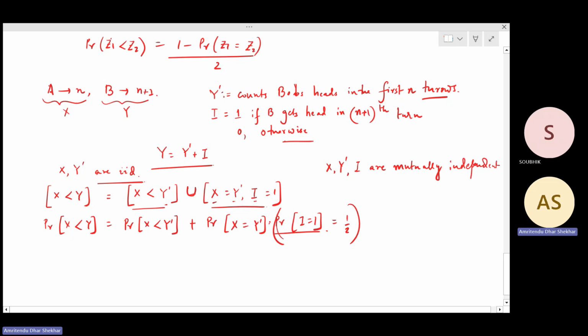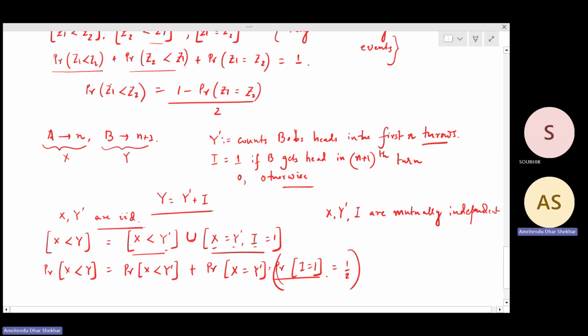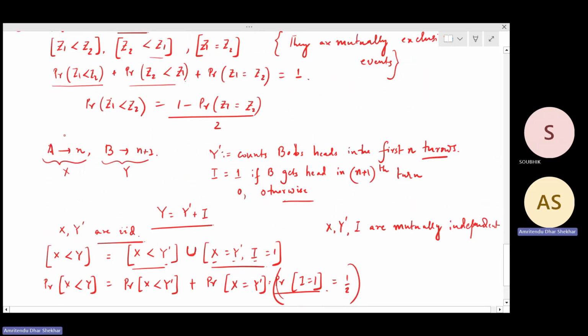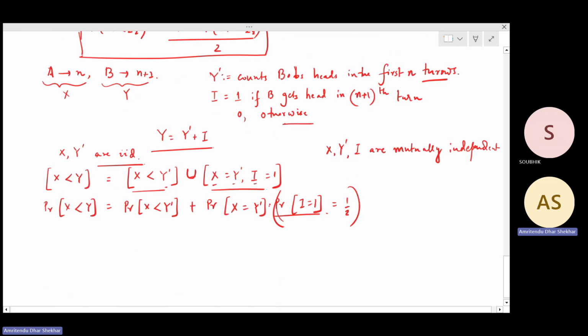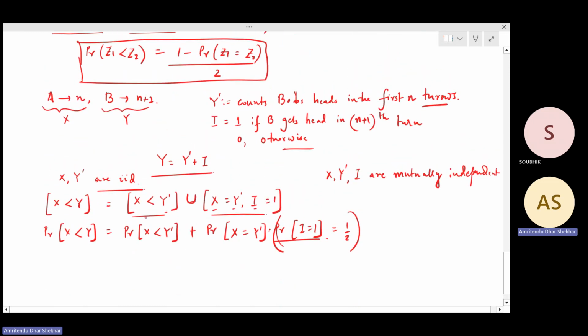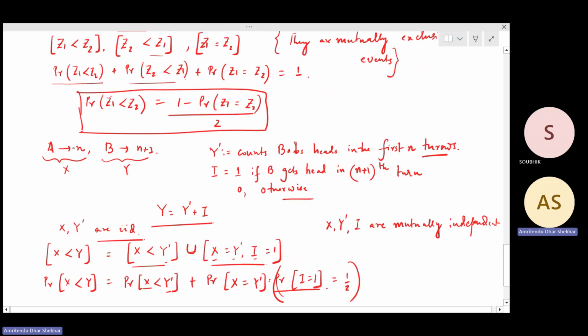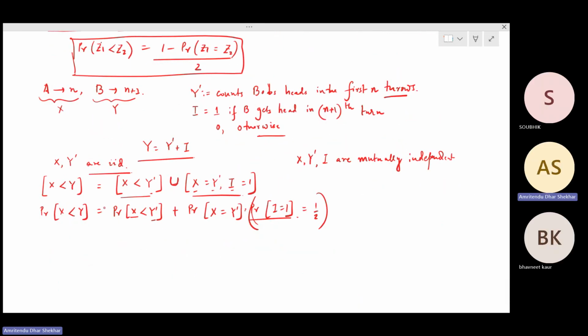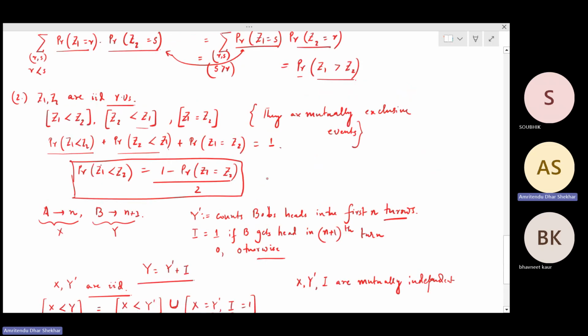Okay. Now, let's make use of this relation that we saw before, that if you have two IID random variables, in this case x and y prime are IID random variables, then probability of x less than y prime is given by this. So let's substitute this thing. Let's call this relation star.